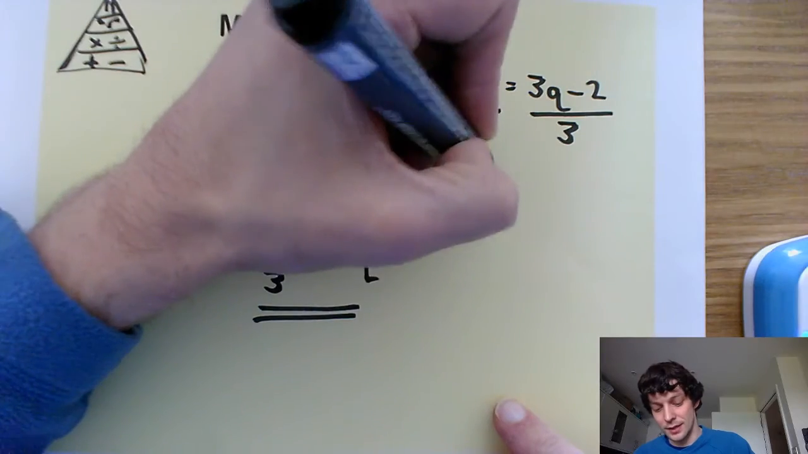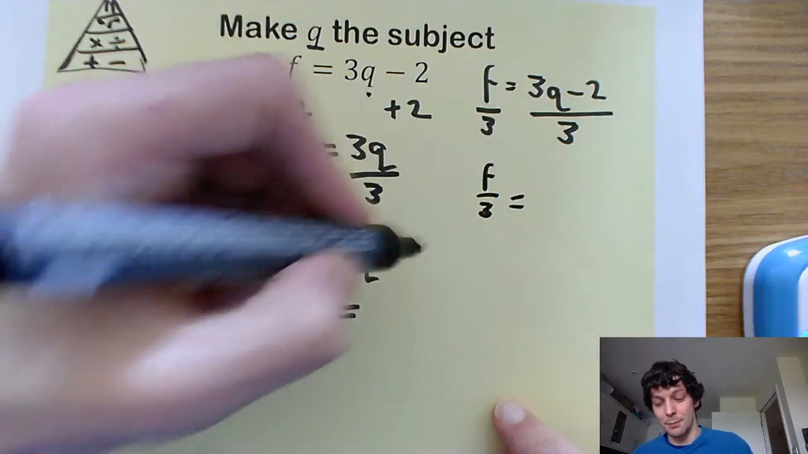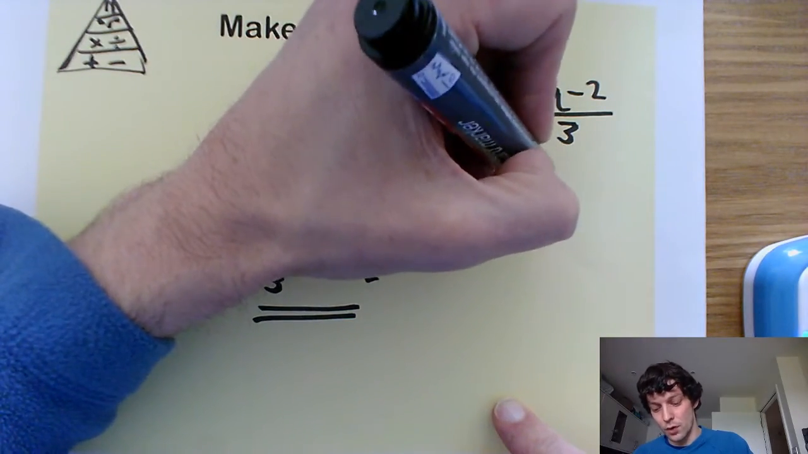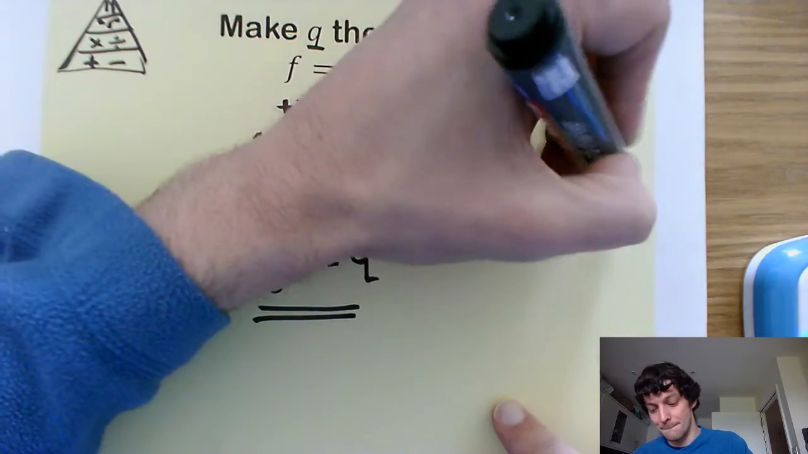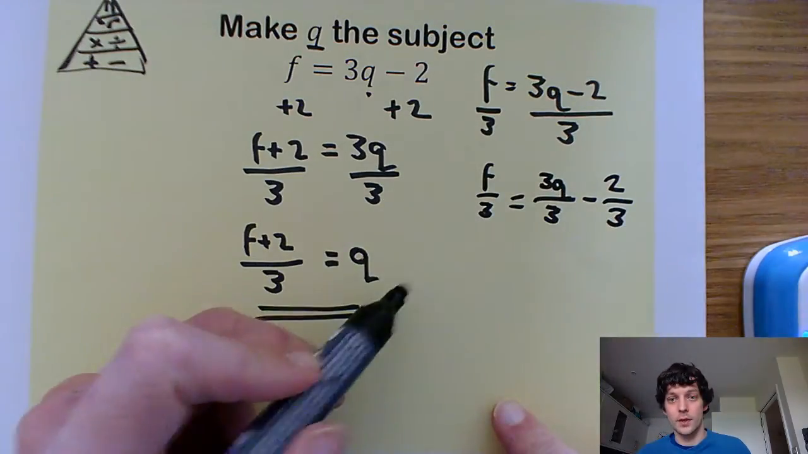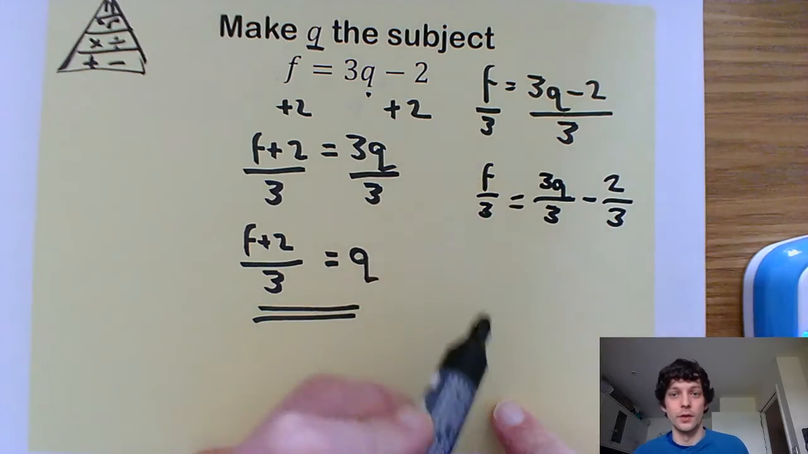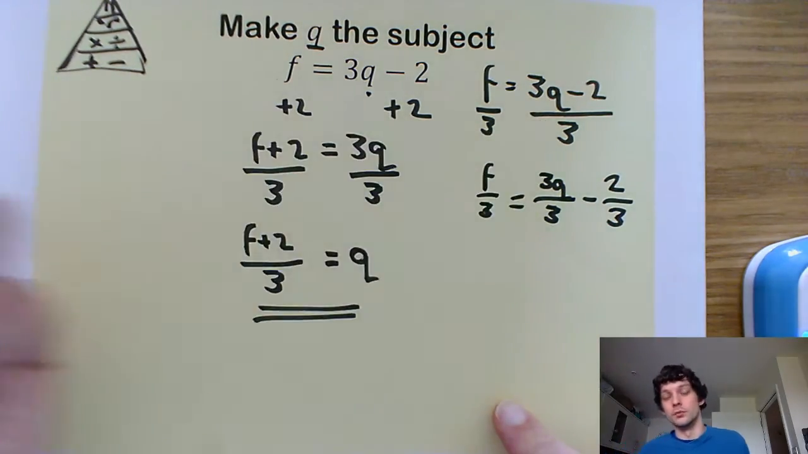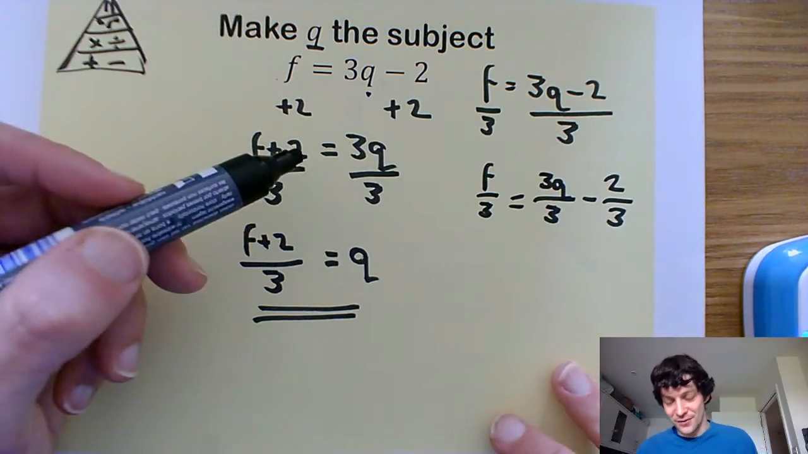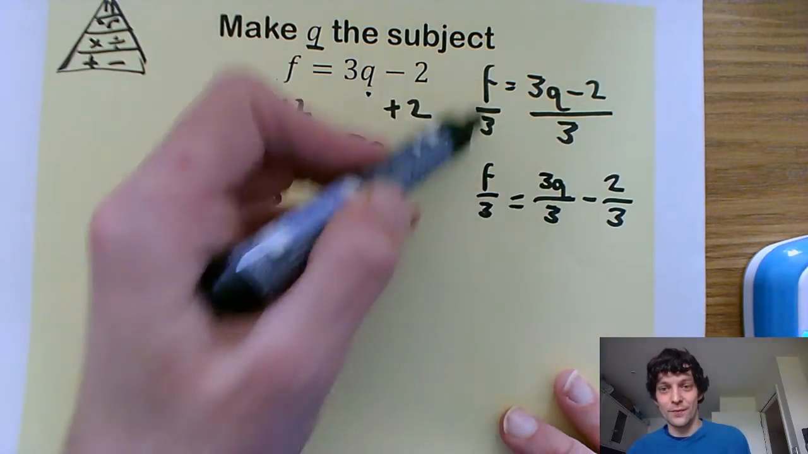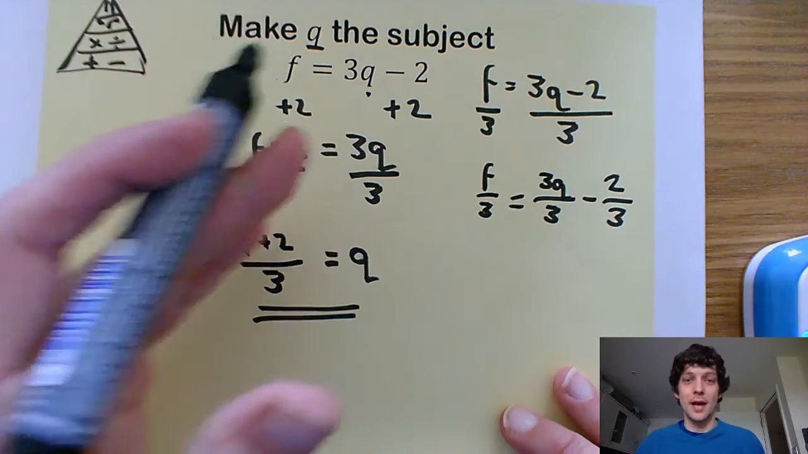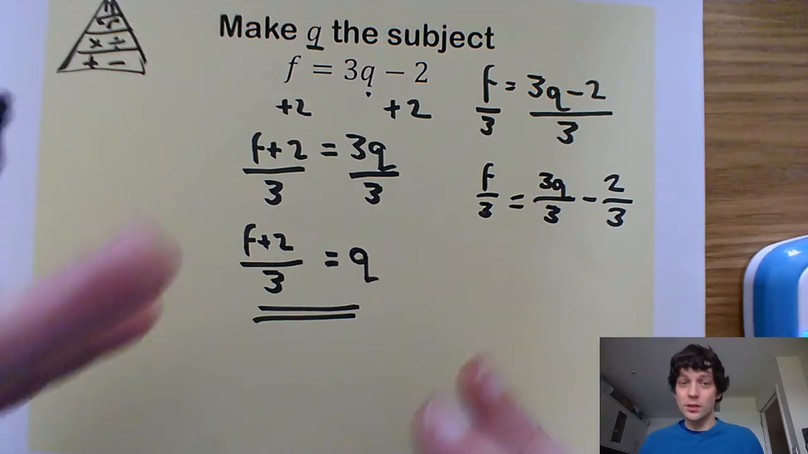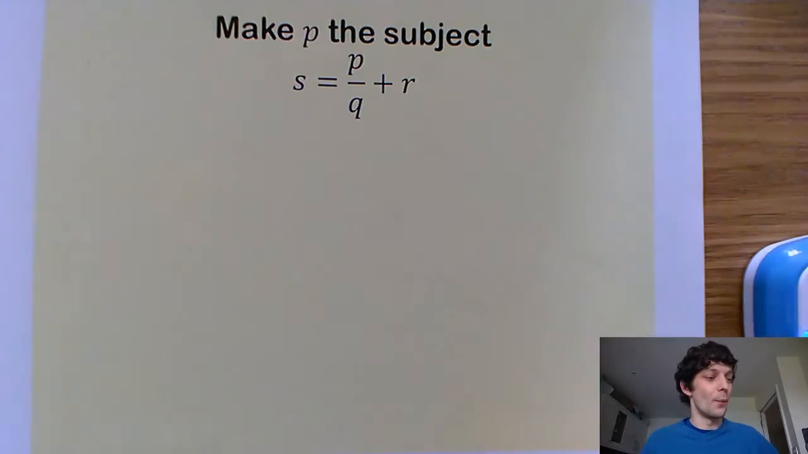So actually, if we did it this way, my next line might be 3Q over 3 minus 2 over 3, so I'd have Q minus 2/3 is equal to F over 3. Quite a few people would get confused with this step here. So it's much better to have this idea of starting at the outside and working our way in.